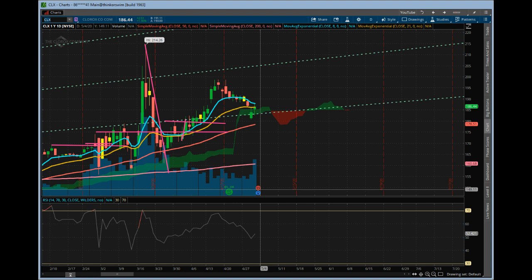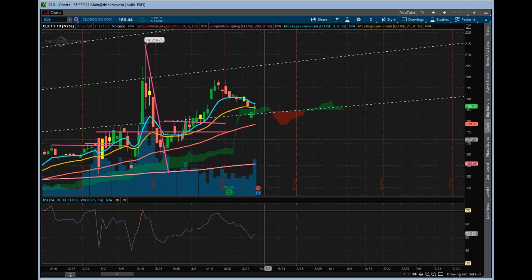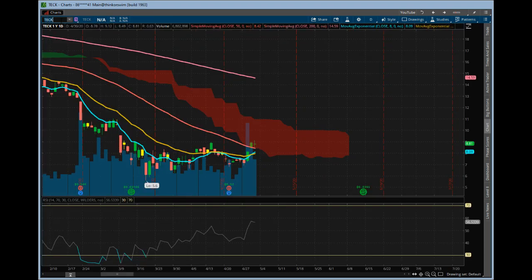CLX. Earnings coming up, looks like Monday. Or no, tomorrow morning, sorry. So we'll see how that behaves with earnings tomorrow. I do like the hammer off of the cloud there, so let's see if that gets any follow through on that one. Tech. Yep, bullish option flow on this one a couple days ago, right?